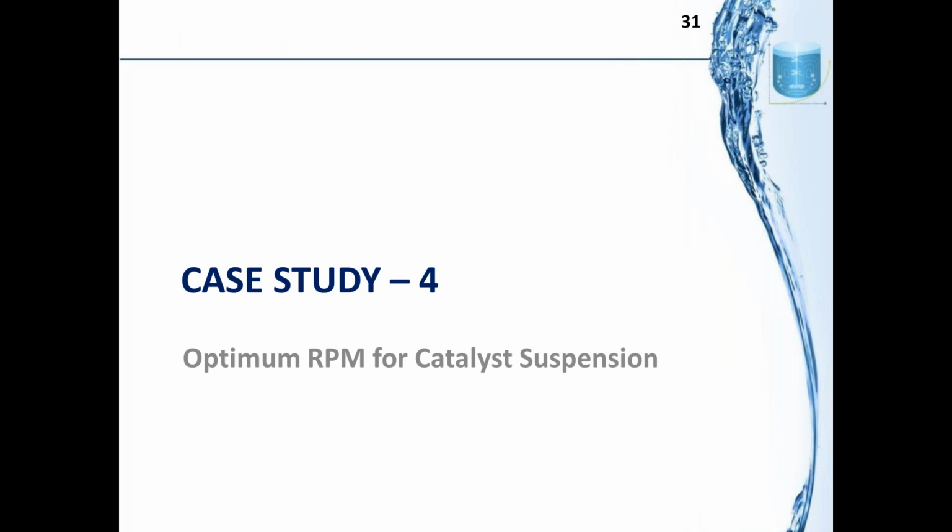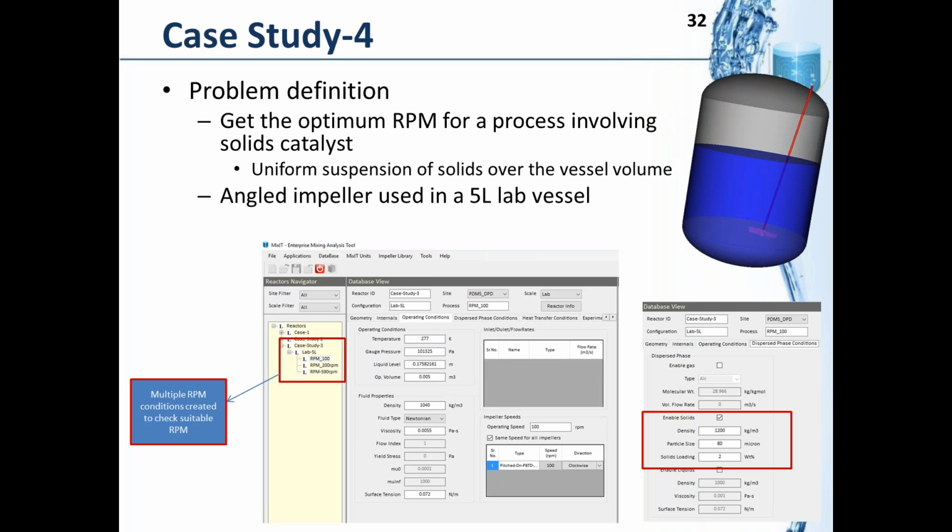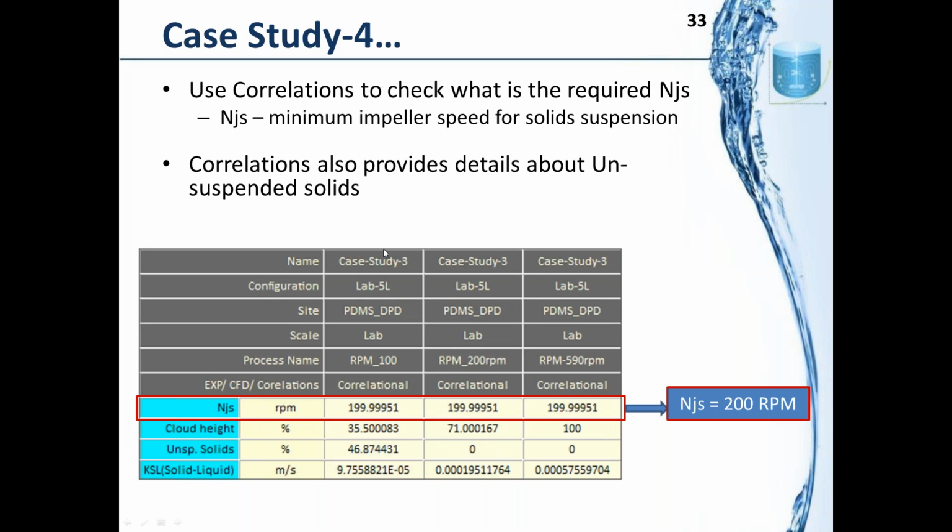automated way. Similarly, in the next case study, we addressed the challenge of understanding what RPM should be used to get the catalyst suspended in a process where catalysts are being used. So a lab scale vessel was there, and here let's say the database is available. You can see there was an angled impeller in this case. The database was quickly created in Mixit at various RPMs. Then we understood the critical impeller speed using correlations.